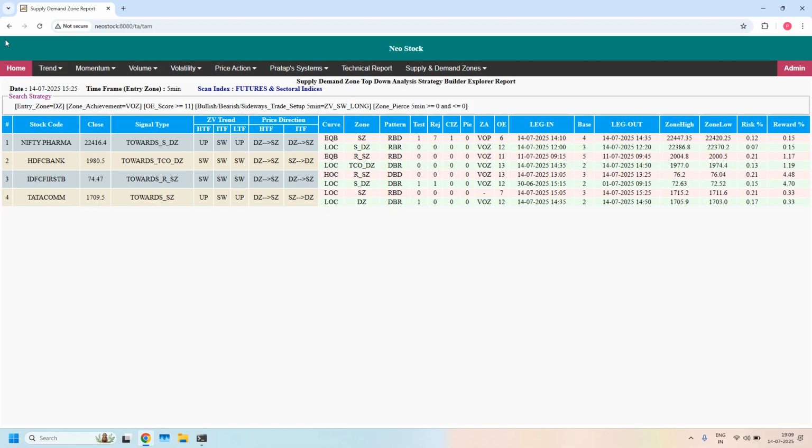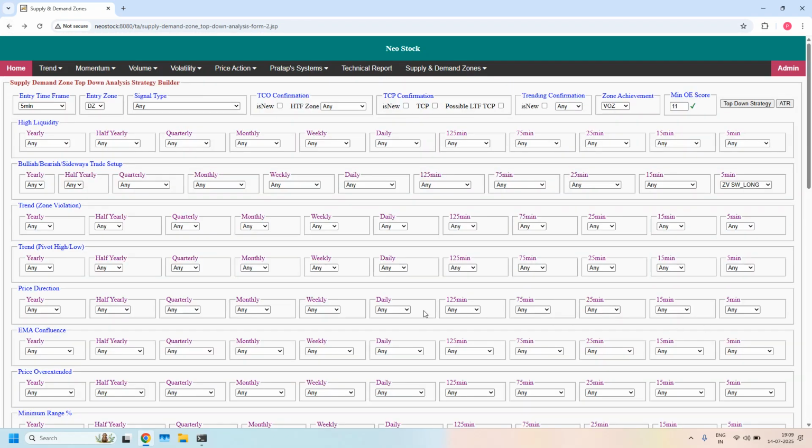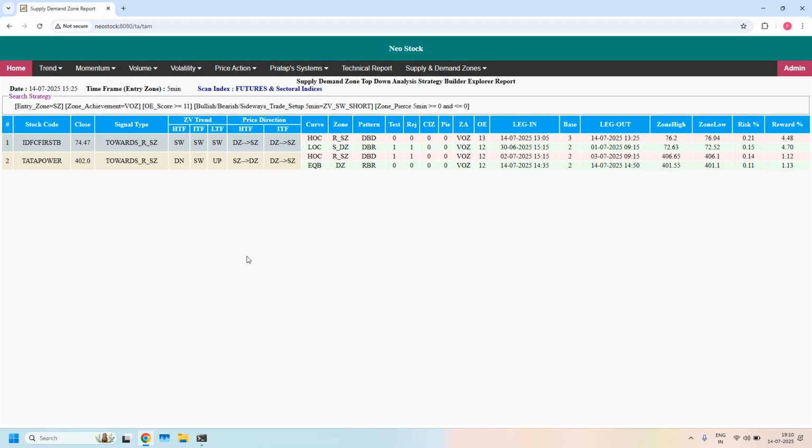Next, sideways short trade setup. The changes are the 5 minute supply zone, and one more change here, sideways short. We got 2 stocks. Sideways short trade setup for hourly income trade. Entry time frame zones are 5 minute supply zones.